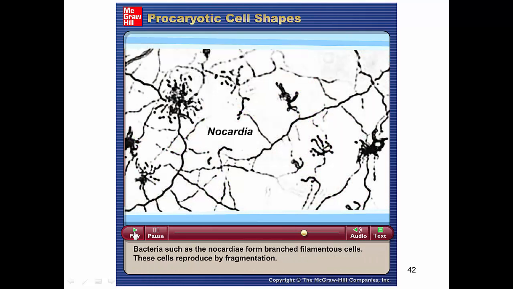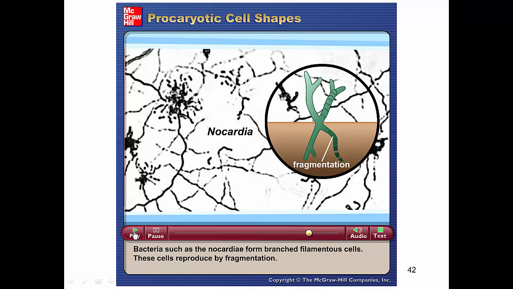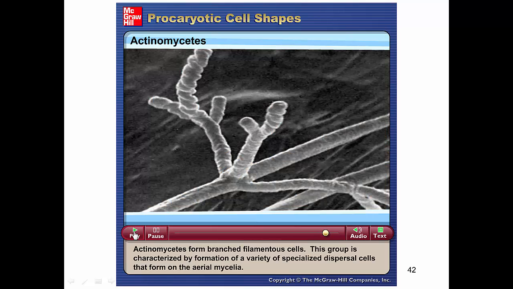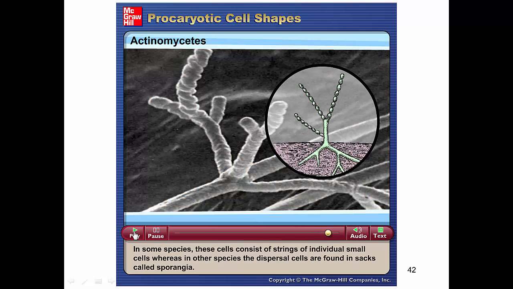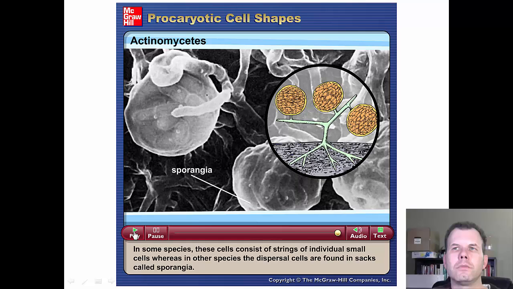Bacteria such as the Nocardiae form branched filamentous cells. These cells reproduce by fragmentation. Actinomycetes form branched filamentous cells. This group is characterized by formation of a variety of specialized dispersal cells that form on the aerial mycelia. In some species, these cells consist of strings of individual small cells, whereas in other species, the dispersal cells are found in sacs called sporangia.